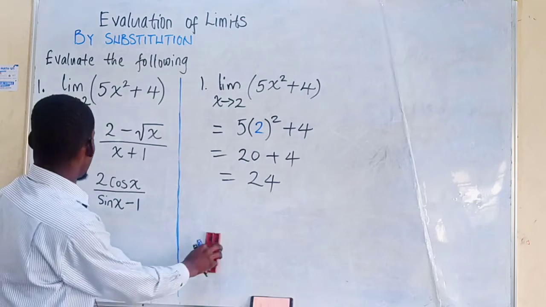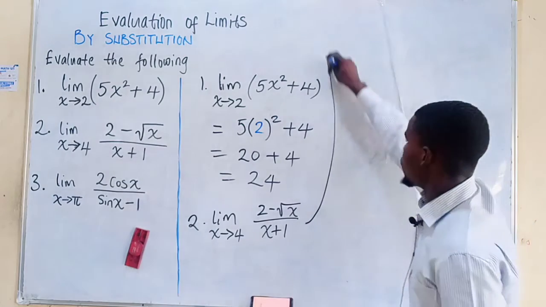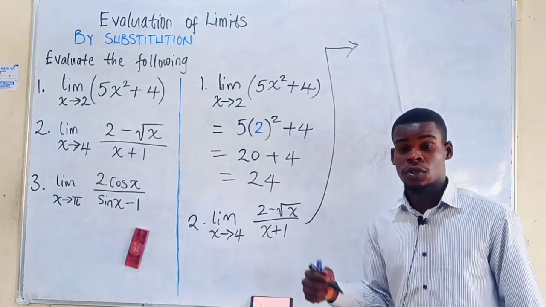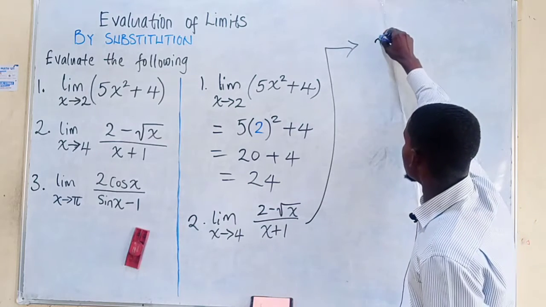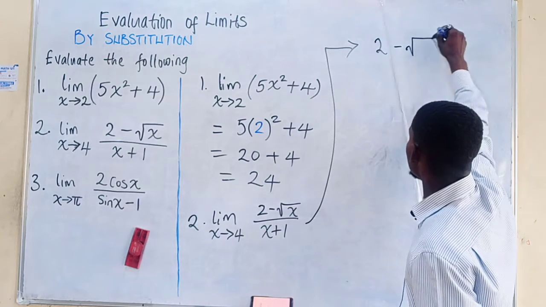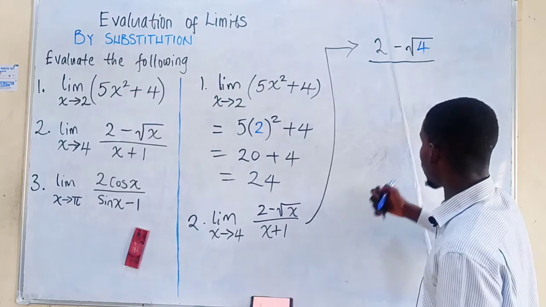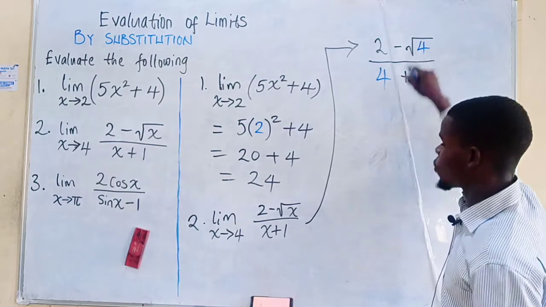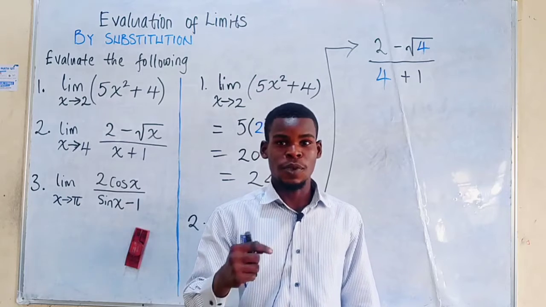The next example. Let's do the work over here. As x tends to 4, we're just going to substitute 4 in place of x. So that is going to be 2 minus the square root of 4, and then we divide that by 4 plus 1. Square root of 4, in this case, we're going to consider the principal square root of 4, which is going to be 2.